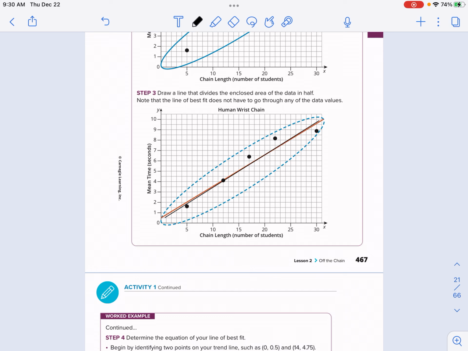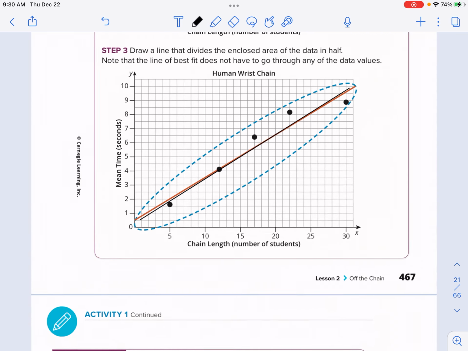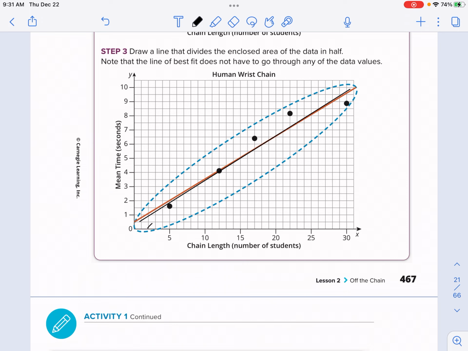Now, I want you to understand that when we're working within this topic, there is no one singular answer. We're looking for things that might be close. Like this, I think, is a good line of best fit. But maybe someone drew this line. It's slightly different, but I think for the most part, it cuts that circle in half. Half the points are above and half the points are below, roughly. But just be mindful of that.